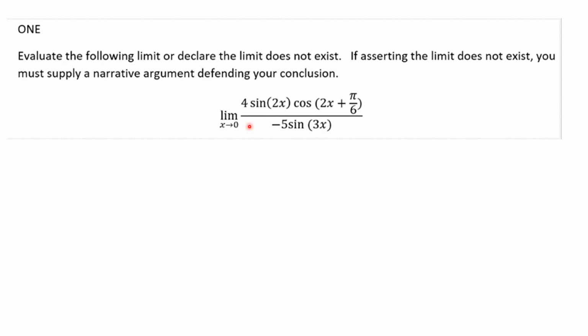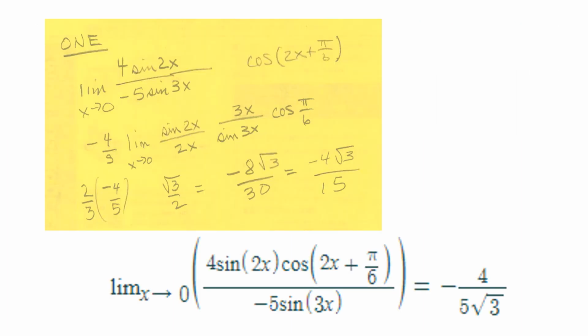So problem number one, if you were to evaluate this limit, you can just plug in x equal to 0 into this term with a cosine, but you have to do something here because otherwise you will get 0 over 0. So what you will do then is you will plug in x equals 0 into this term, getting cosine of pi over 6, and we will take the minus 4 over 5 and pull it through the limit.